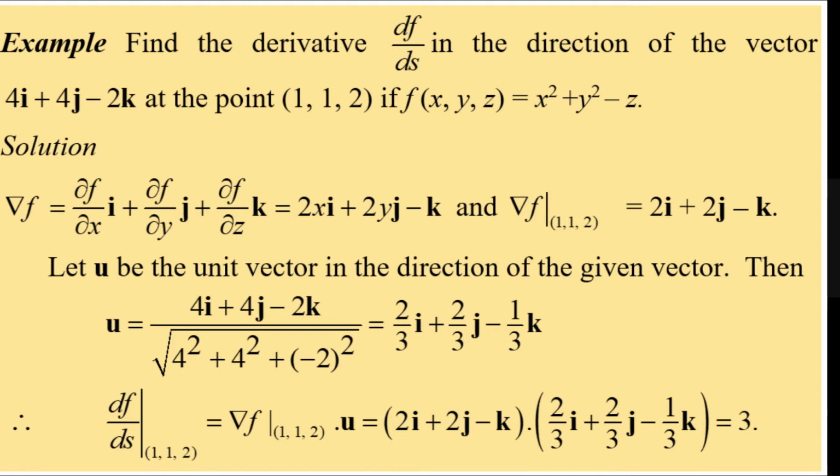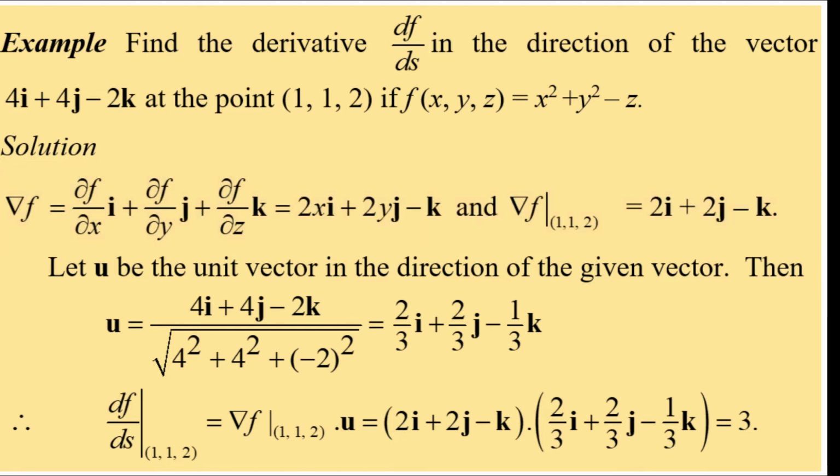Now you do this example. Grad f is the partial derivative of f with respect to x i plus the partial derivative of f with respect to y j plus the partial derivative of f with respect to z k, and that is 2x i plus 2y j minus k. That vector valued function evaluated at the point (1, 1, 2) gives the vector 2i plus 2j minus k.